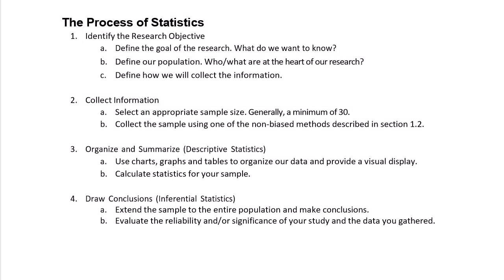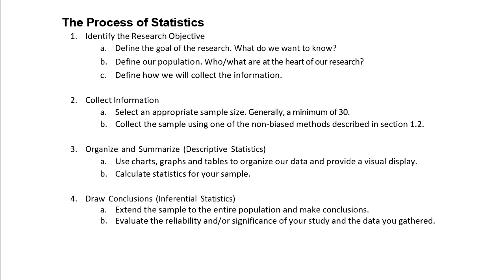So throughout the semester, we're going to be talking about the different stages within the process of statistics. Whenever you are to write up your research, you need to do these four things. One, identify your research objective. First, define the goal of your research. What is it that you're wanting to know? Define your population. Who or what are at the heart of your research?